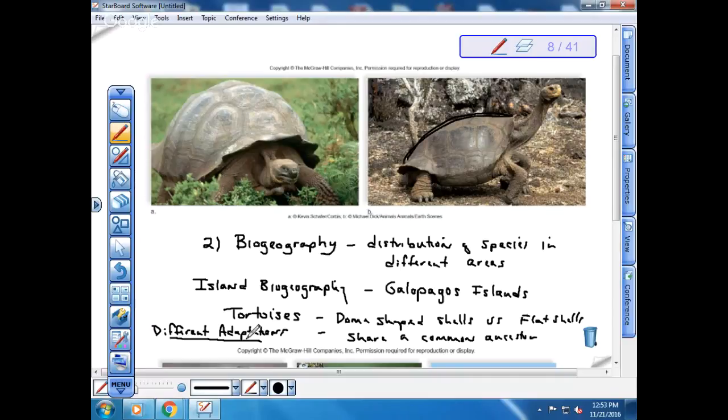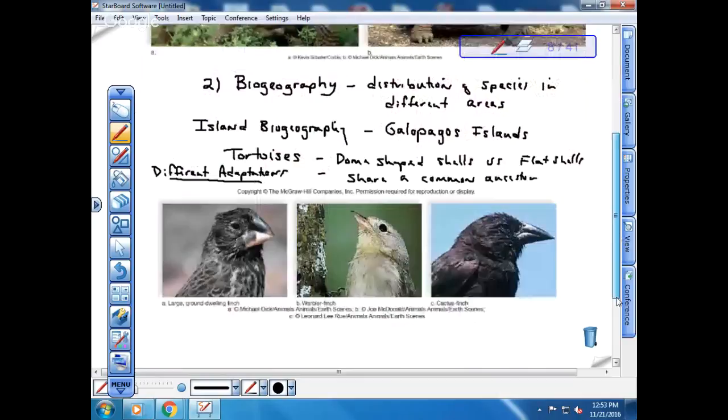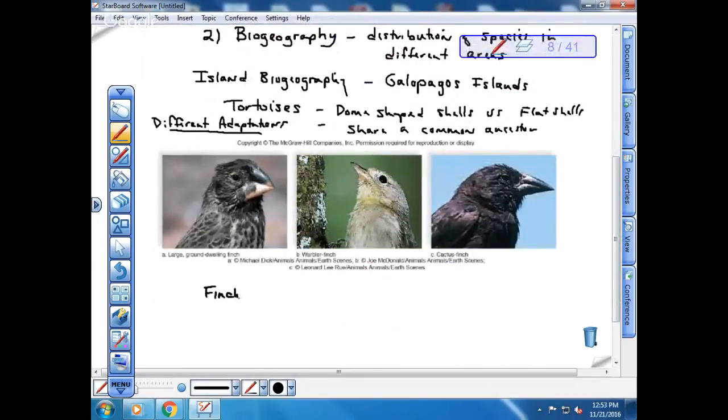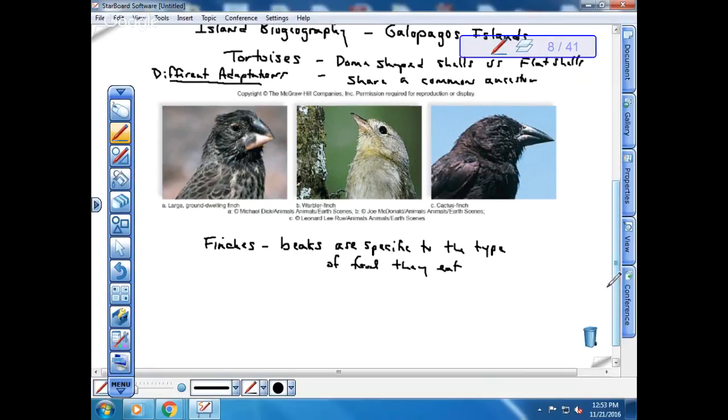Okay, so the other example besides the tortoises on the Galapagos Islands were the finches. So these are the Galapagos finches, right? And in terms of their anatomy, he focused on the beak, right? So beaks are specific to the type of food they eat. Right? So if it is thick and broad-shaped, we have seed, right? So we have seed eating, right? Versus insects.